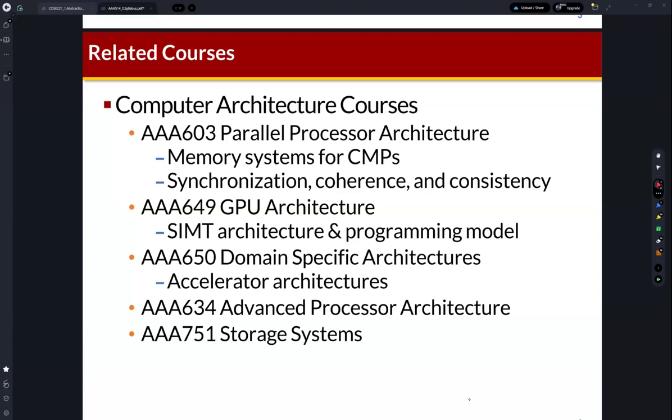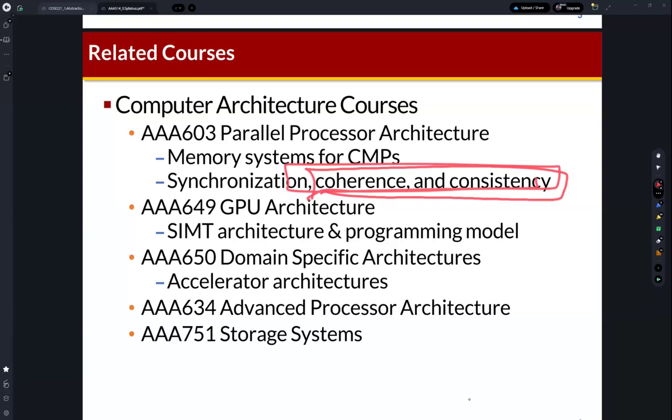This is parallel processor architecture. In this course, we will cover memory systems for CMP, chip multiprocessors, and parallel processing issues such as synchronization, coherence, and consistency. It's a very tricky concept. Okay, coherence, but you need to understand.